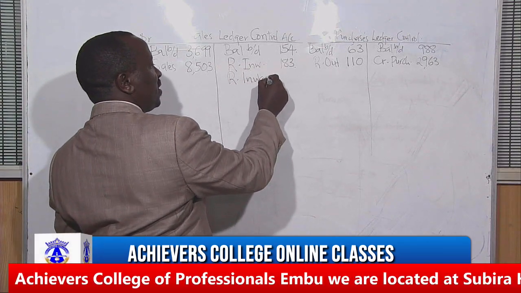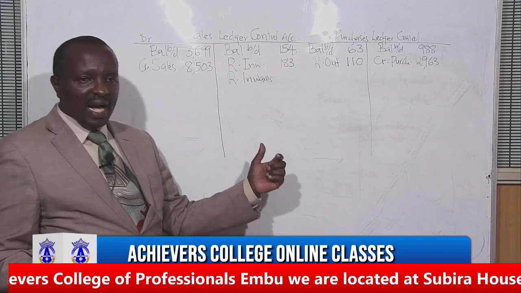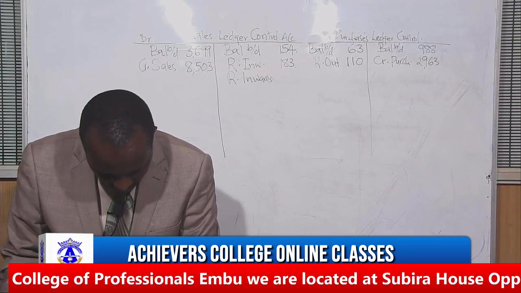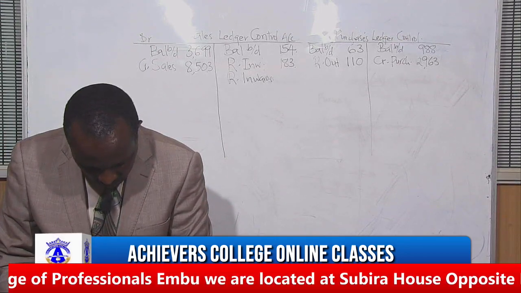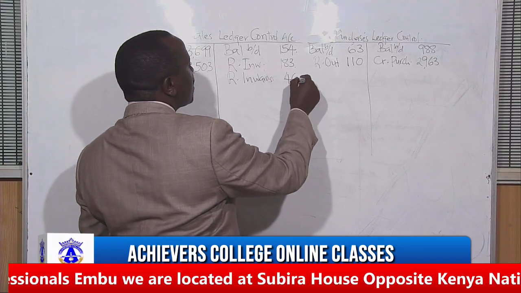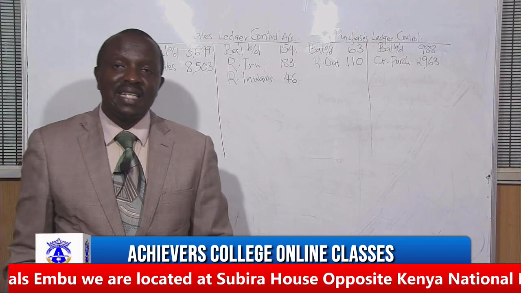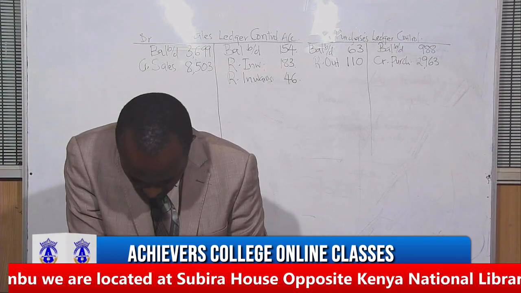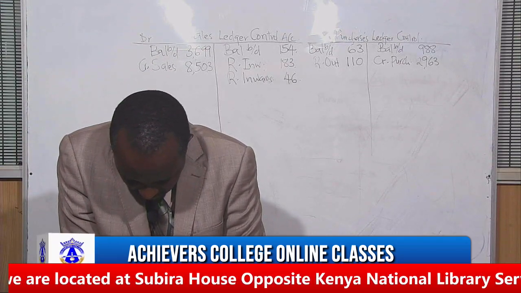Now returns inwards, know that we are reducing, and therefore credit notes sent to debtors for 40 goods of 46, we also reduce the amount that debtors owe us. Sent to debtors for 40 goods not returned.